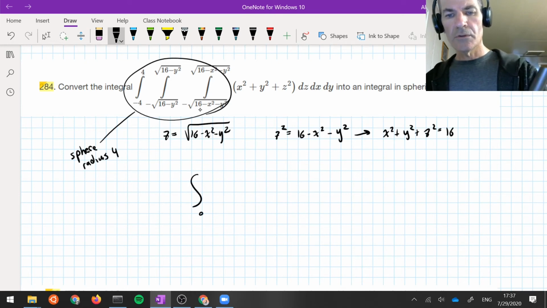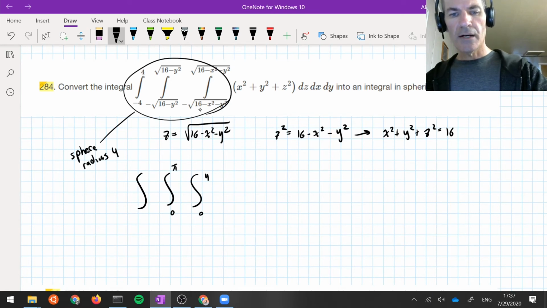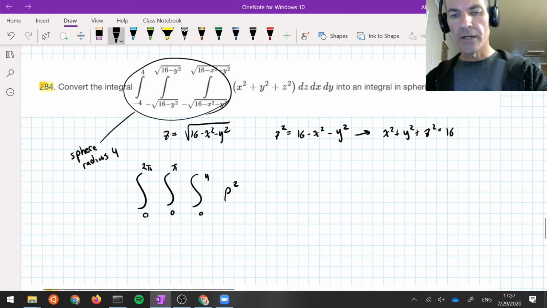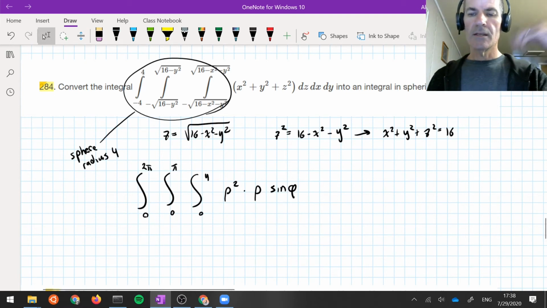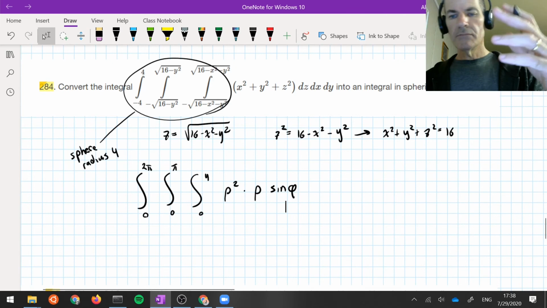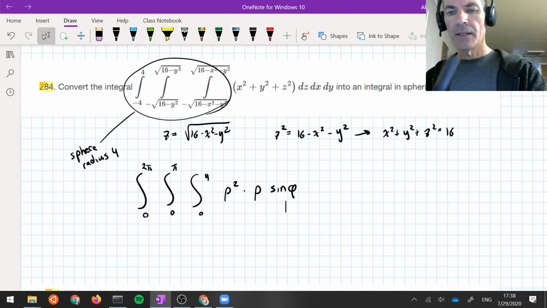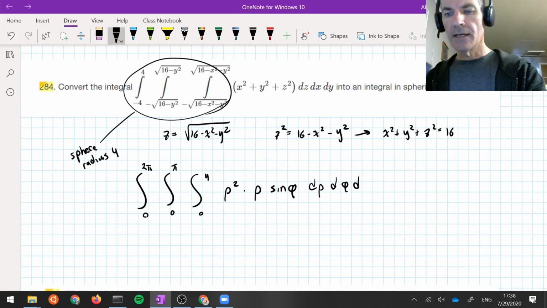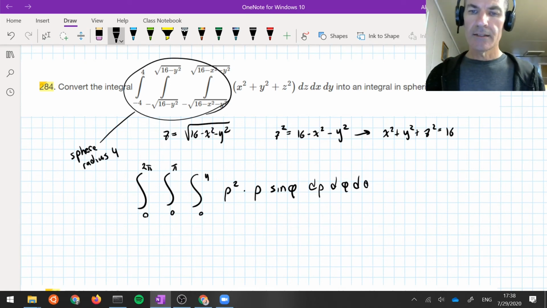Rho goes from 0 to 4. Phi goes its full extent from 0 to pi, north pole to south pole. And theta goes all the way around, 0 to 2 pi. The integrand is x squared plus y squared plus z squared. That's rho squared. And then we get another factor of rho sine phi from the spherical coordinate transformation, and then finally d rho d phi d theta, like that.